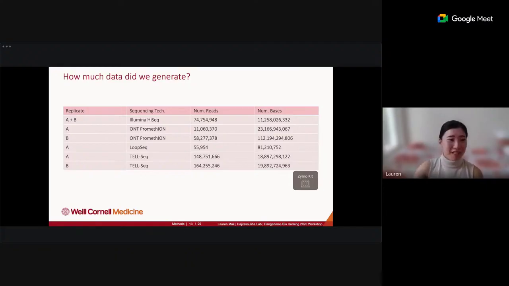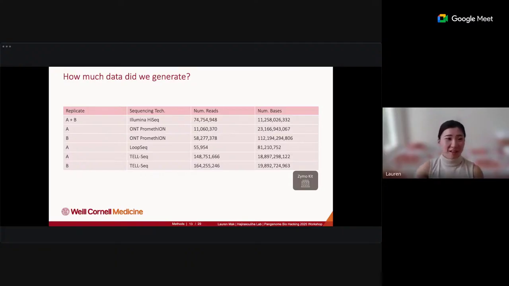Conversely, the loop-seq data set that we generated, the synthetic long-read data set from Element Biosciences, is tiny. It's nearly 140x smaller than the equivalent short-read data set. This is probably because of the library preparation procedure. Their synthetic long reads are generated from very, very high coverage of the original long genomic fragment.